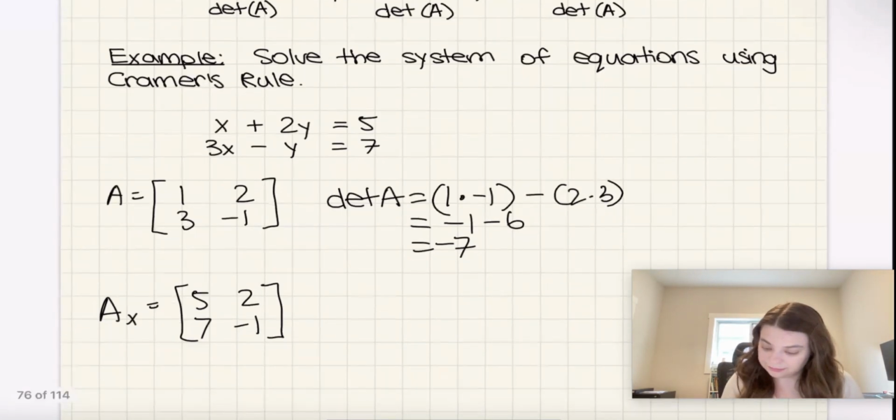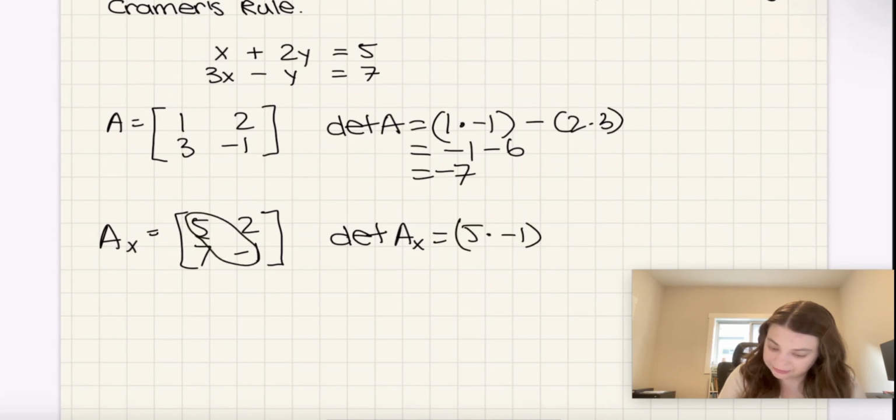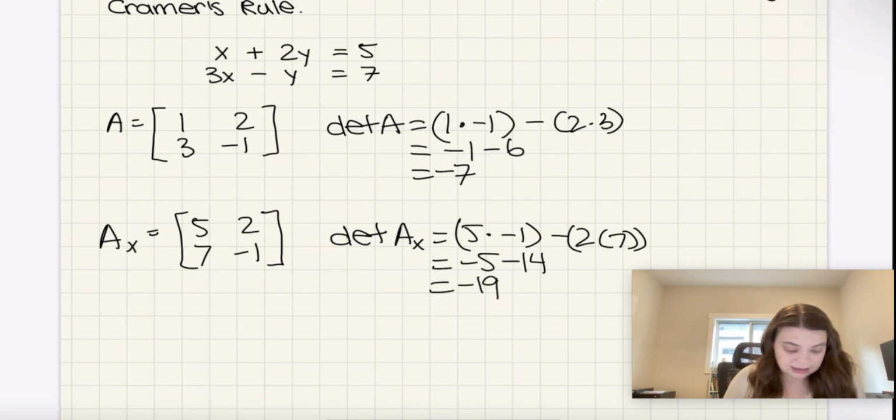So therefore, we have determinant Ax is going to be equal to 5 times 1, right? I'm multiplying these two together. And then we're going to subtract the product of these other two. So minus 2 times 7, and that's going to be equal to 5 minus 14, which is -9.